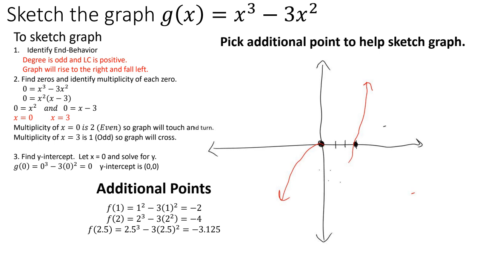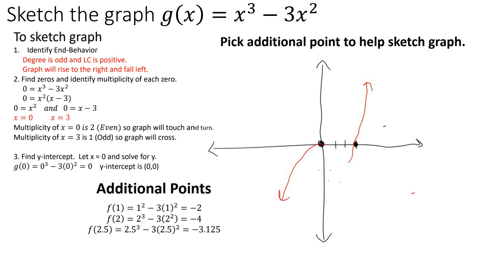And since these values here probably have another curve going on here, that's why I picked the 2.5 to get a better sense of what's happening here. How far is this graph going down, right? So if you see here, when I plugged in 1, I got a y value of -2. When I plugged in 2, I got a y value of -4. And when I put 2.5 in my calculator, I got a y value of -3.125.